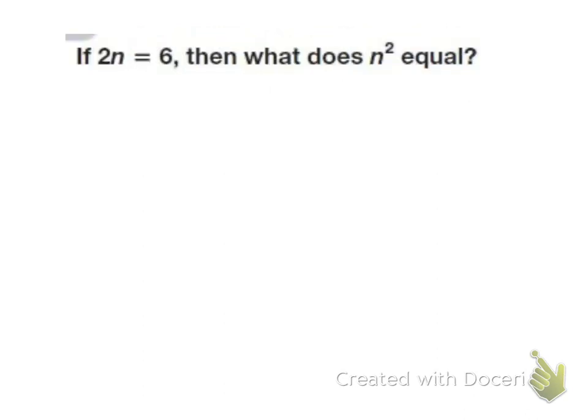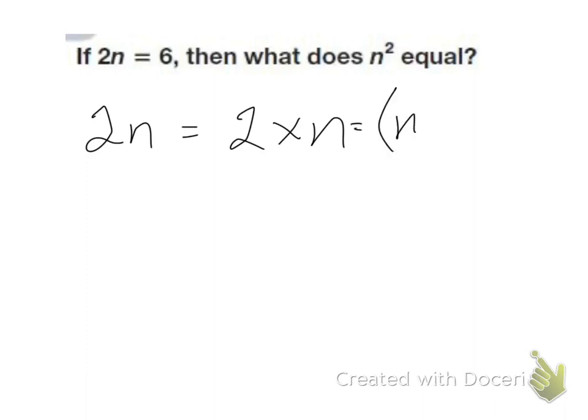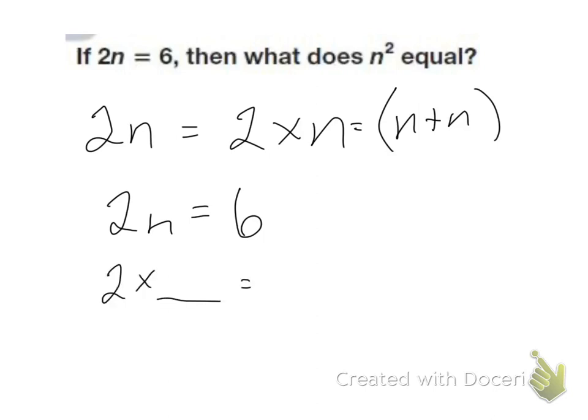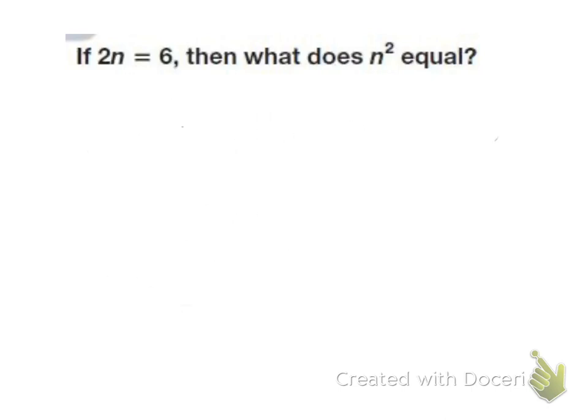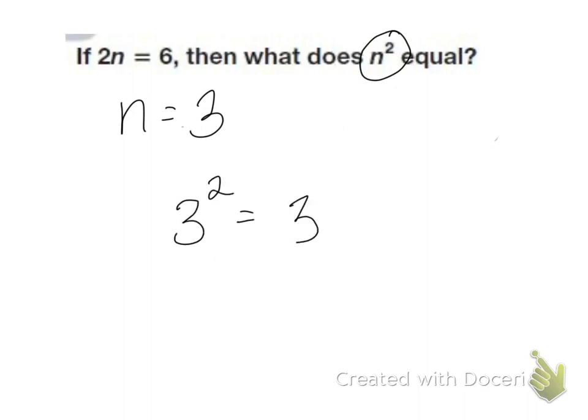So this says if 2 times n equals 6, what does n squared equal? So we have to take 2 steps. Remember, the expression 2n is the same as 2 times n, or the same as n plus n. So if 2n equals 6, then we are thinking 2 times what equals 6? Well, 2 times 3 equals 6. So n equals 3. Now I want to know what n squared equals. n squared would be the same as 3 squared. 3 squared is the same as 3 times 3, and 3 times 3 is 9. So my answer would be 9.